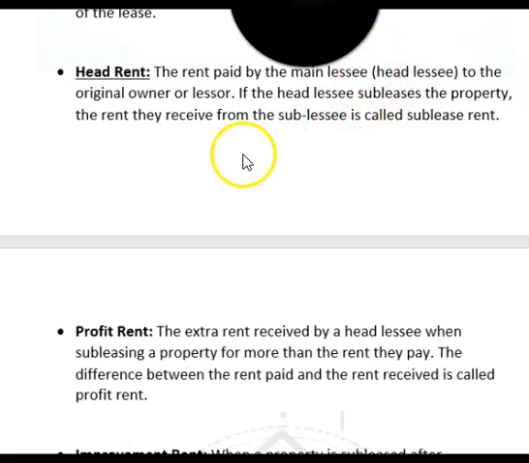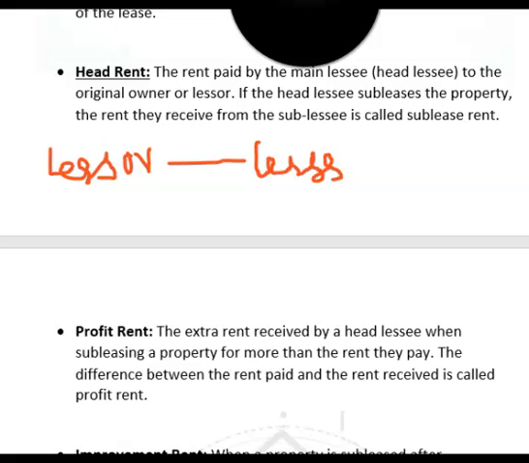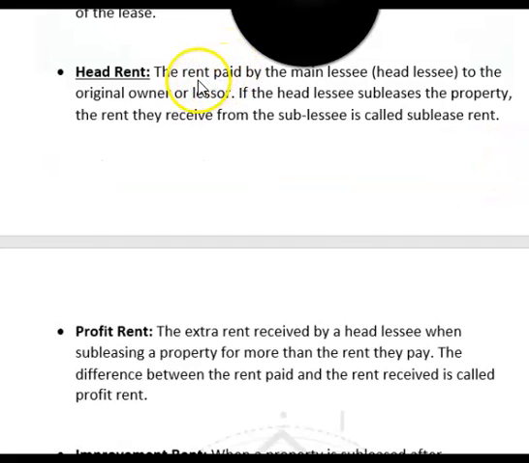जो मेन लेसी होगा आपका हाउस, ये इस हिसाब से डिवाइड हो सकता है. हियर लेसर है, लेसर ने दिया लीज लेसी को, लेसी ने अगेन लीज दिया अब लेसी को. दे रेंट, जो ये लेसर कहलाएगा, जो सबके ऊपर है, उसको जो रेंट मिलेगा वो हेड रेंट कहलाएगा.